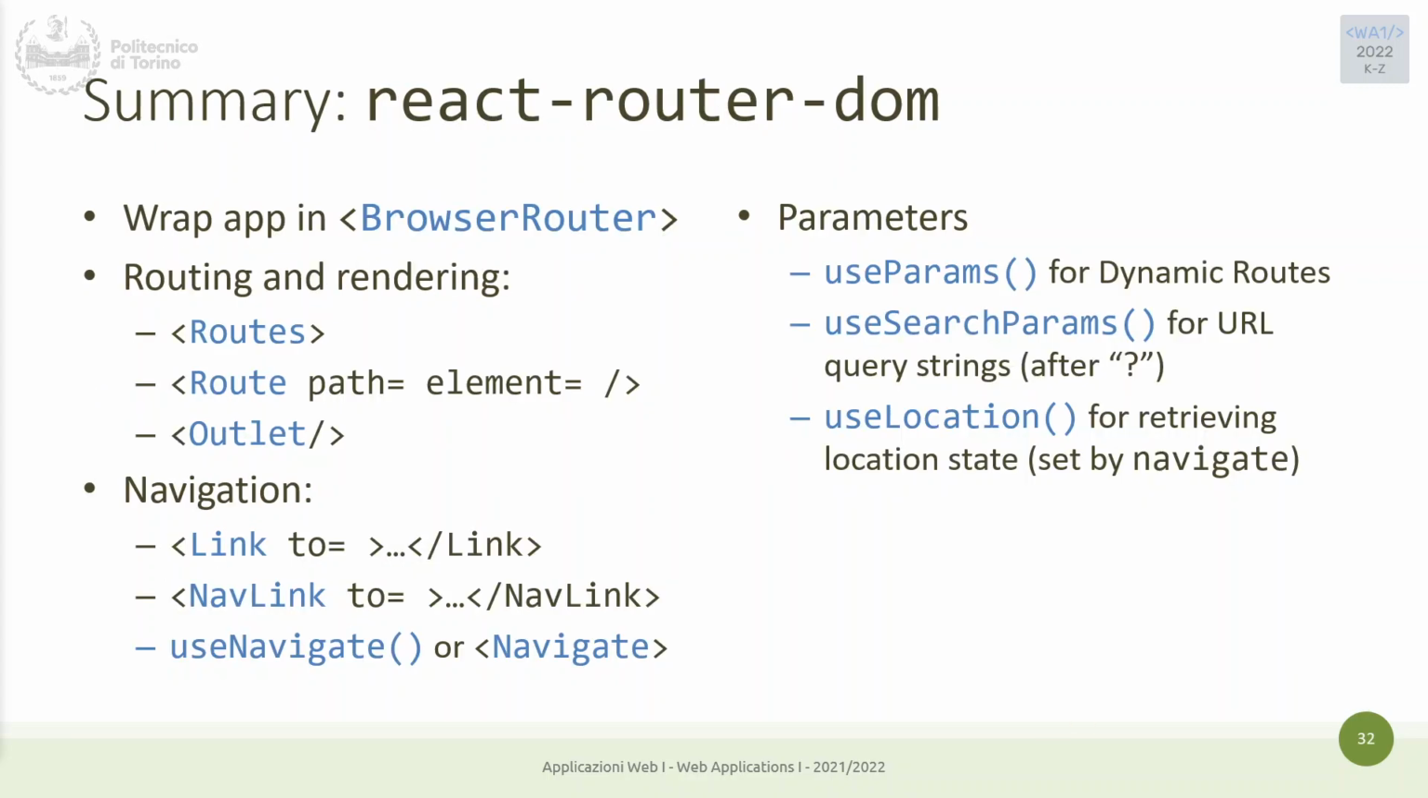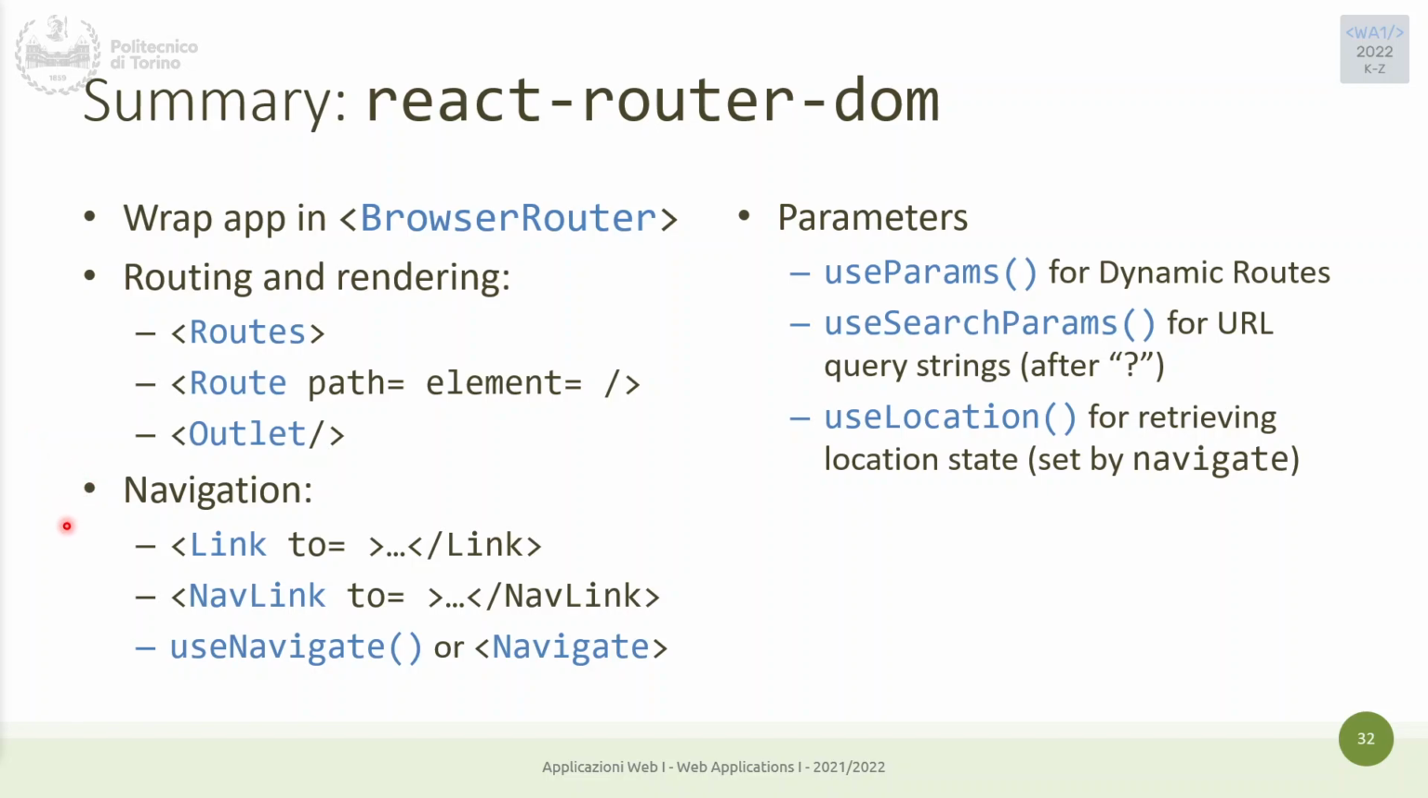Okay, so basically we finished the theory part. We have a quick summary here to remember the important concepts of React Router. We have to wrap the entire application inside BrowserRouter. We have to use these three components for routing and rendering. We need Routes to specify the set of routes that we want to address, which is important because you can also nest several layers of routes if you want. We have Route, and don't forget to add the Outlet component when you are using nested routing.